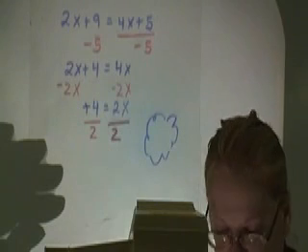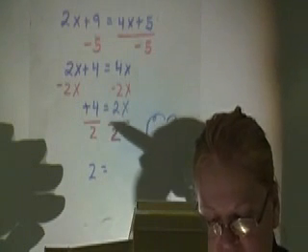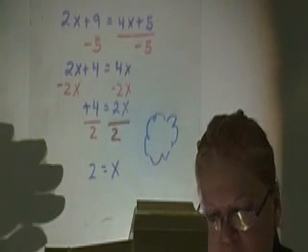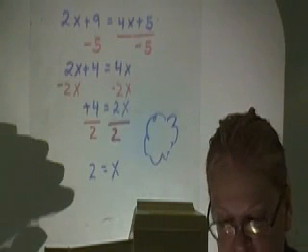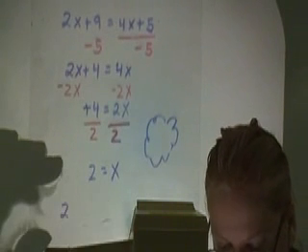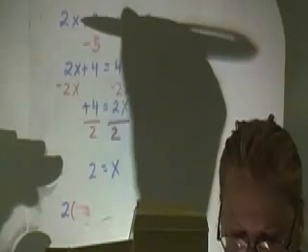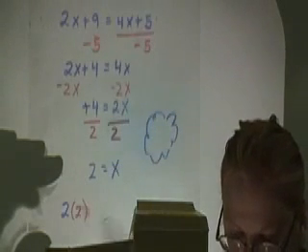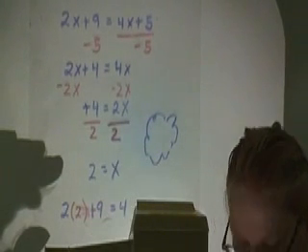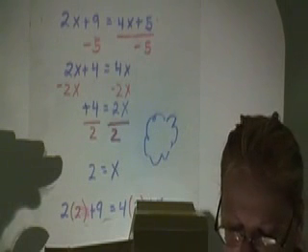4 divided by 2 equals 2. 2x divided by 2 equals x. My answer is 2 equals x. Remember, we're not done with the problem until we put our solution into our original equation. Where there was x, I'm going to be putting 2 in. 2 times 2 plus 9 equals 4 times my solution, 2, plus 5.